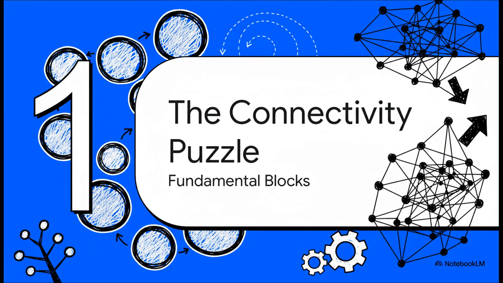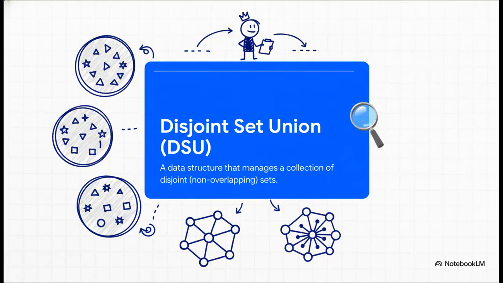We're going to start with the fundamental building blocks of this whole thing. So, the formal name for this is a disjoint set union, or DSU for short. Its entire job, its whole reason for being, is to manage a bunch of sets that have 0 members in common. Think of it like a really organized manager for a bunch of separate clubs or teams.